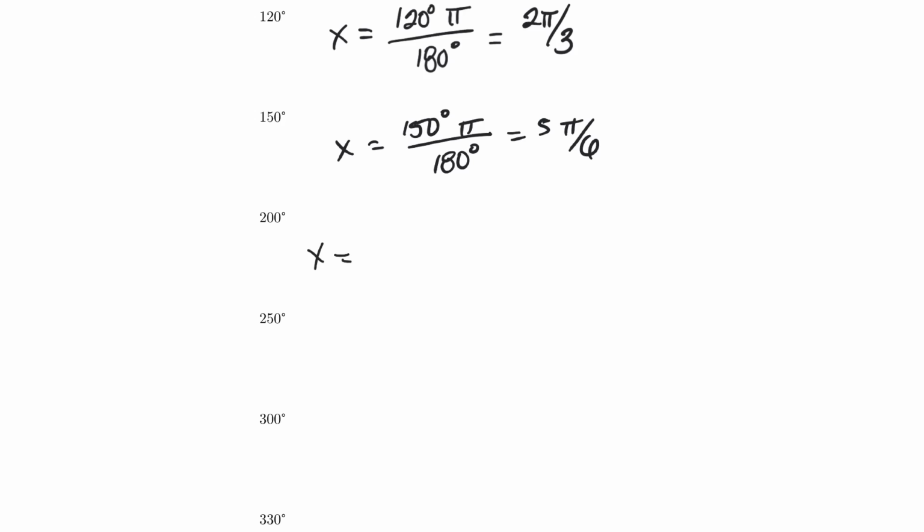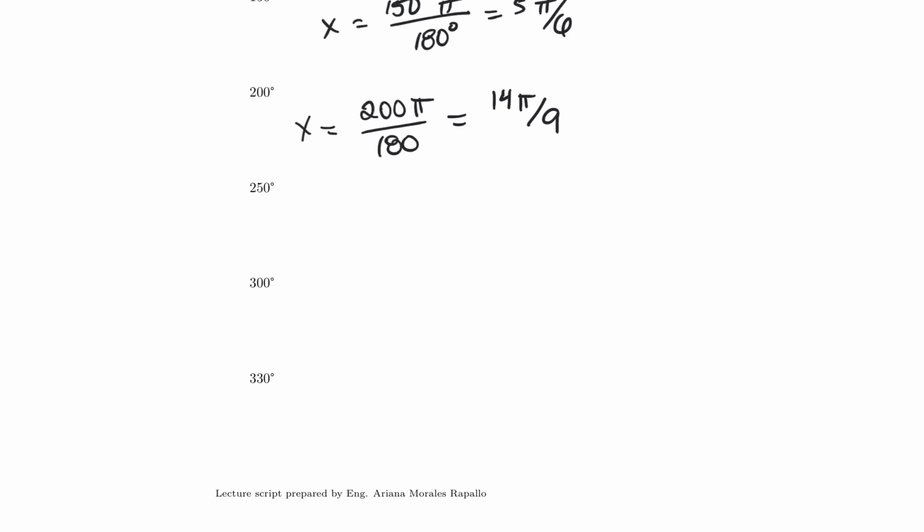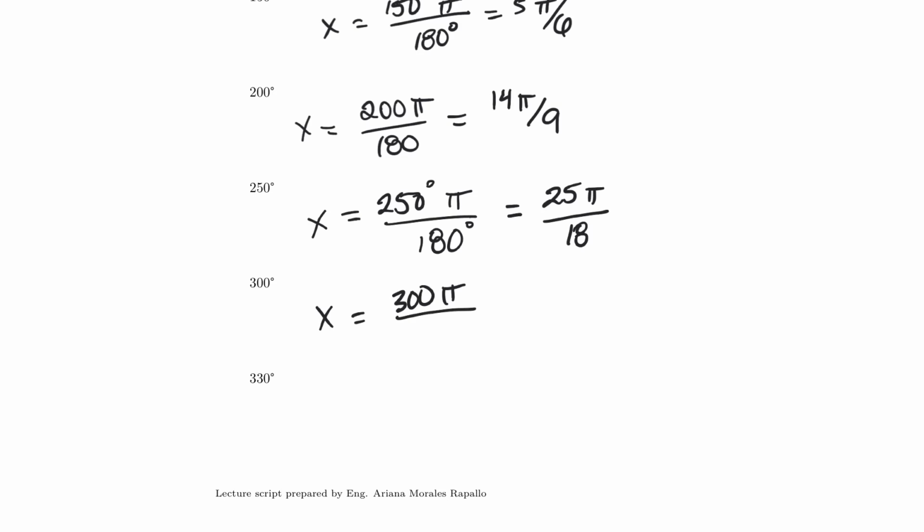Next one will be x equals 200 times pi divided by 180. This is equal to 14 pi over 9. Okay, let's keep moving. For this one, x equals 250 degrees times pi divided by 180 degrees. This is equal to 25 pi over 18. Okay, so next one will be x is equal to 300 times pi divided by 180, and this is equal to 5 pi over 3.